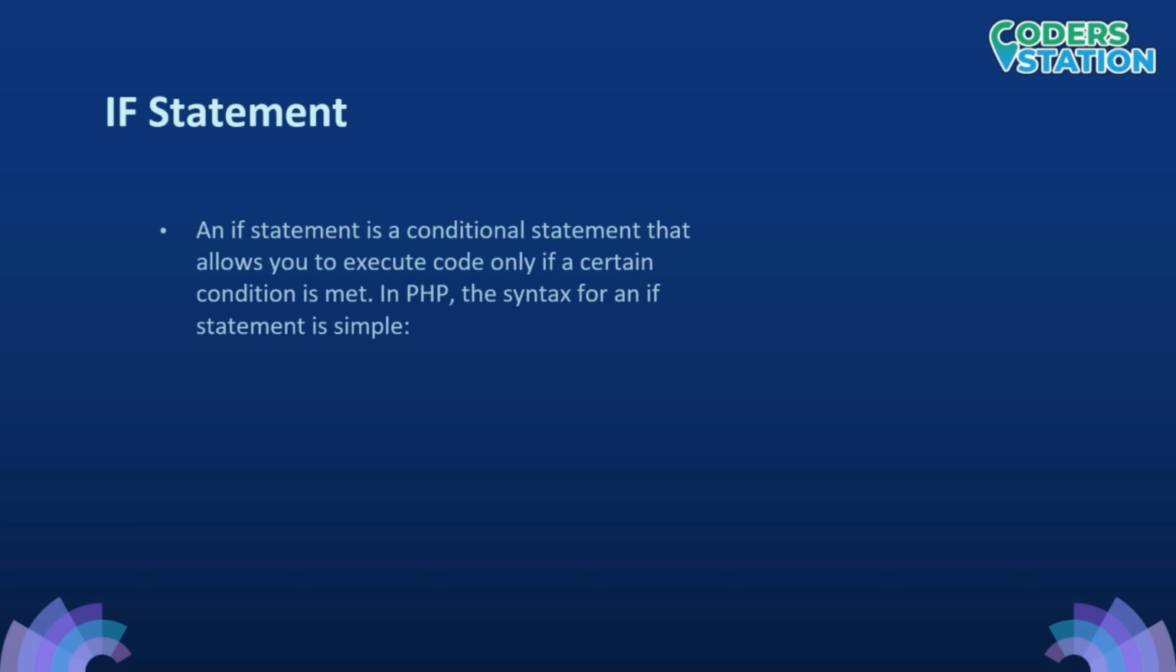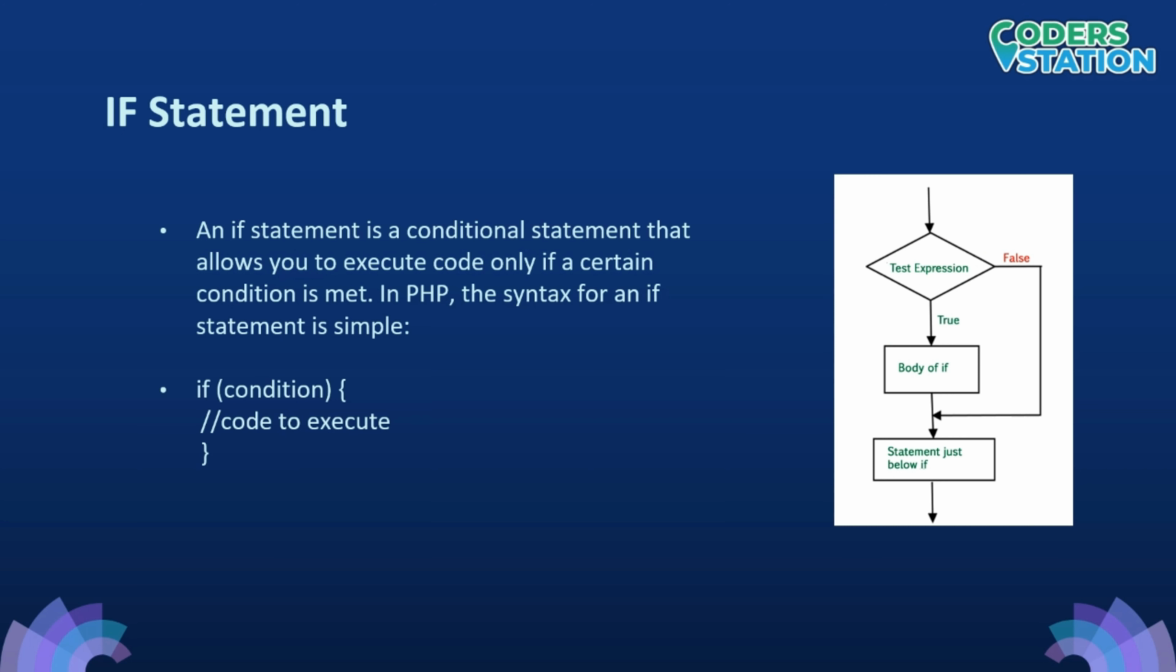First, the if statement. An if statement is a conditional statement that allows you to execute code only if a certain condition is met. So it has only one condition, that is, if that certain condition is satisfied, then the further code will be executed. Otherwise, the flow of code continues. The syntax for the if statement is simple: if, the condition to be met, and then the code. If the condition is met, then the code to be executed is enclosed in the curly brackets. So the simple flow is: if the expression is true, then the body of if will be executed. If false, then the statement below if, that is the normal code flow.